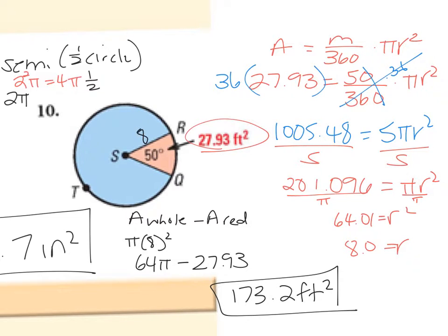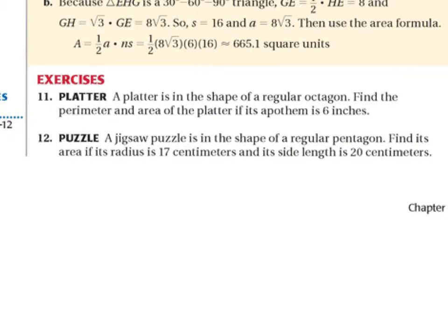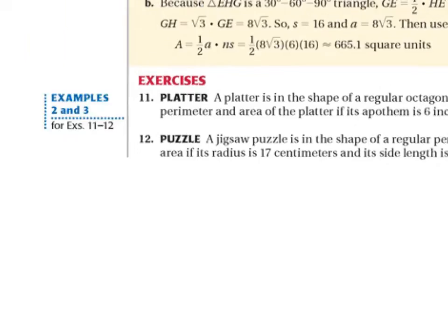Questions on that one? Okay, then we get to 11.3, and then I'll go back to the other areas. So this one says a platter is in the shape of a regular octagon. Find the perimeter and the area of the platter if the apothem is 6 inches.